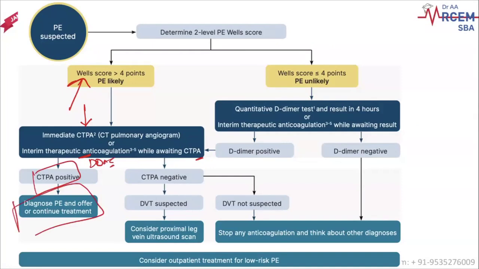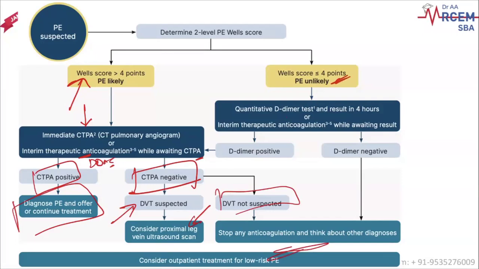Sorry, suppose you got the CTPA done and it has come back negative. Then you'll be thinking, might this patient be having a DVT? If yes, this patient is having a DVT, then start thinking of DVT, forget about the PE, it is only the DVT the patient is having. If no, DVT you are not suspecting in this patient, stop the anticoagulants and think of some other diagnosis.